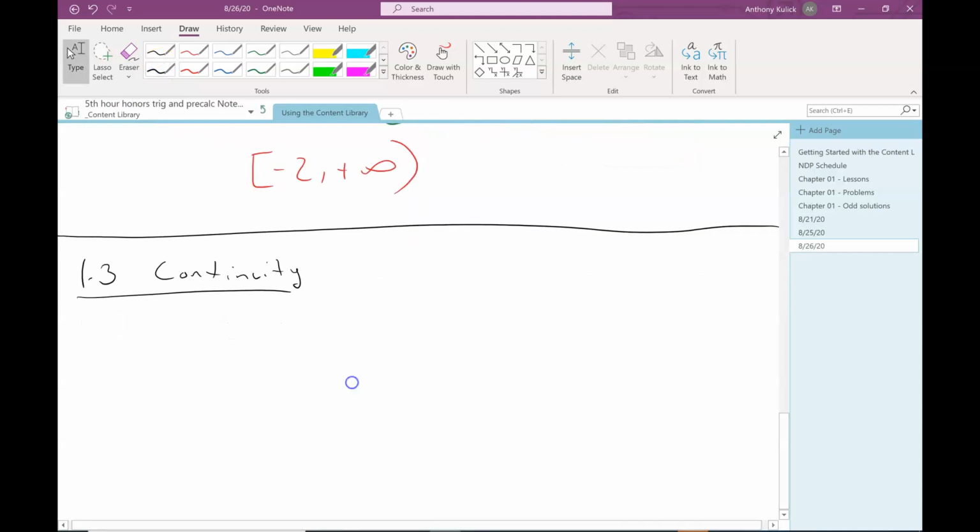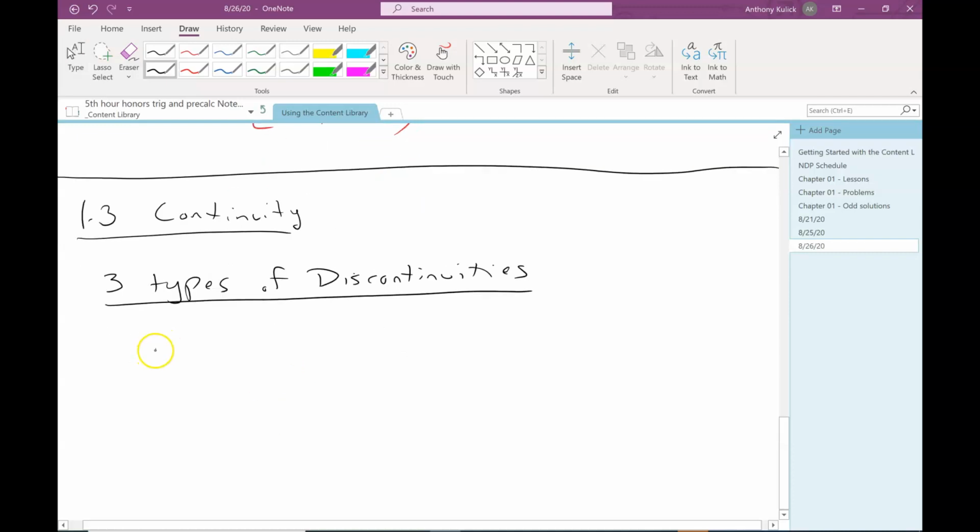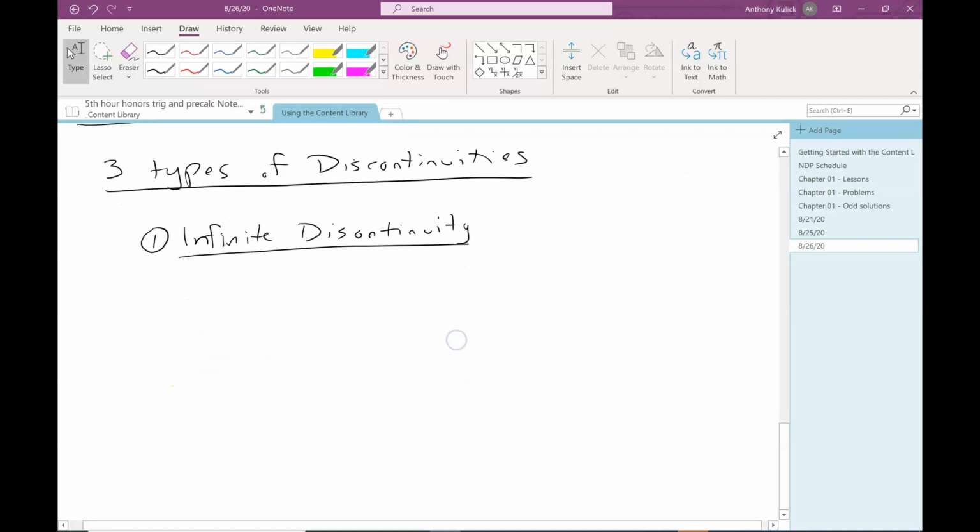What I want to really talk about mostly, though, is discontinuities. So there's three types of discontinuity, two of which you've seen before. So the first type of discontinuity we'll talk about is the infinite discontinuity. And I'm just going to use an example in a picture to describe what we mean by this.